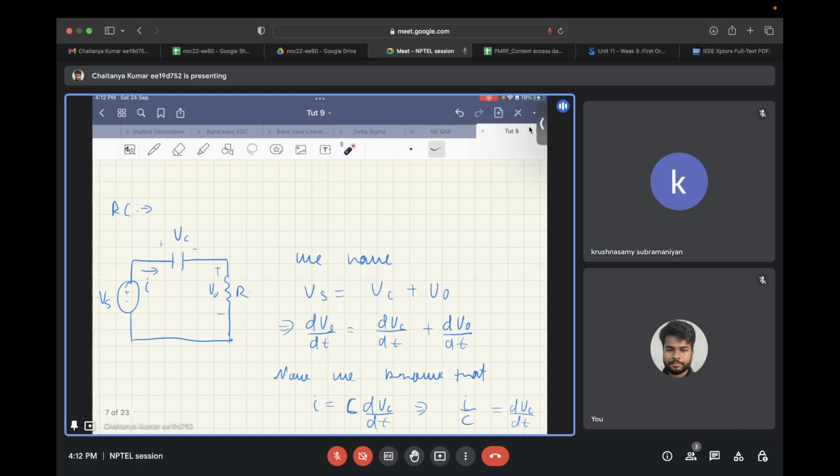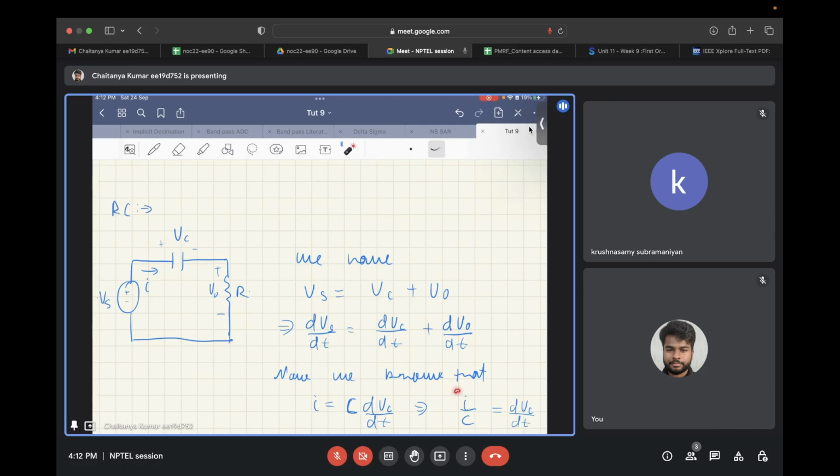Now, from the current to voltage relation of a capacitor, we know that the current through the capacitor is equal to capacitance times the derivative of the voltage across that capacitor. The voltage developed across the capacitor in this case is Vc, and the currents in the capacitor and resistor are in series, so the same current flows through them. So the current through the capacitor, that is I, is equal to C dVc by dt. And so from here, I by C is dVc by dt.